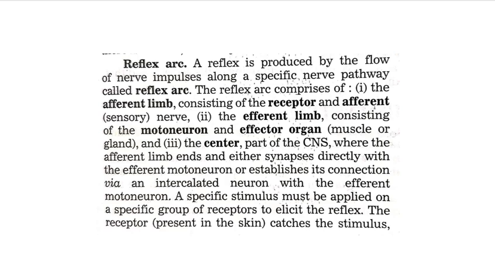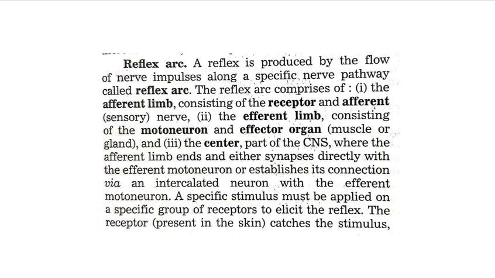Reflex arc. A reflex is produced by flow of nerve impulses along a specific nerve pathway called the reflex arc. So, what will the reflex arc comprise of? The afferent limb, consisting of the receptors and afferent nerves. The receptor is the sense organ, and the nerves arising from the sense organs are the afferent or the sensory nerves.